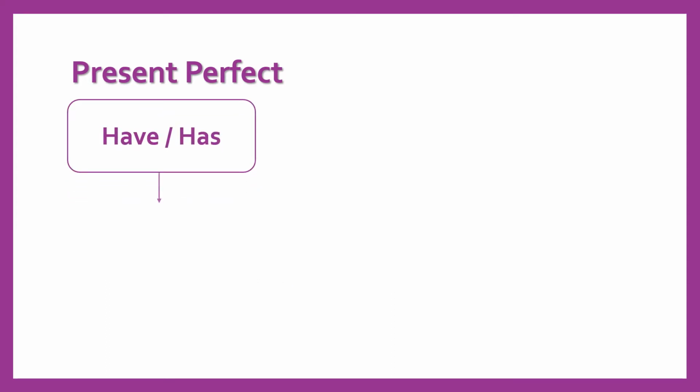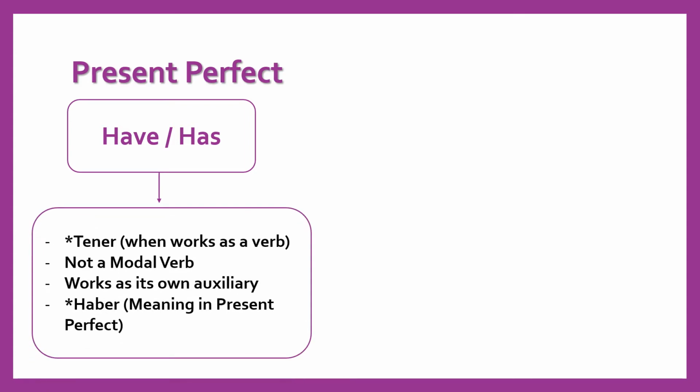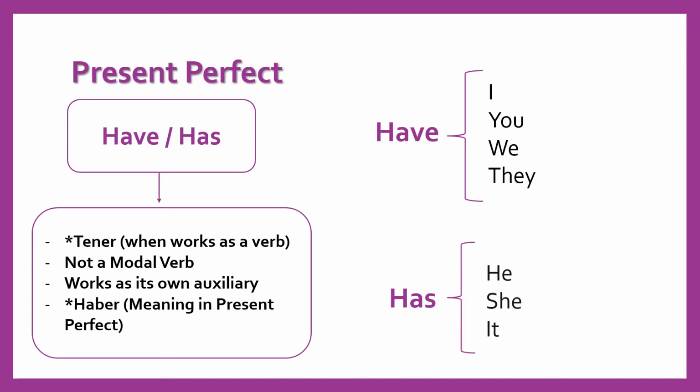So first of all, we need to analyze the verb have, has. We know that this verb means tener when it works as a verb. It's not a modal verb. Here it works as its own auxiliary, and it means haber when we are using it in the present perfect. And here we have to differentiate between have and has. Have, we're going to use it for the pronouns I, you, we, and they. And has, he, she, it.